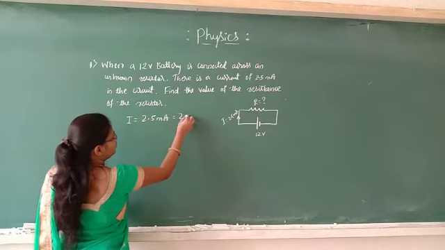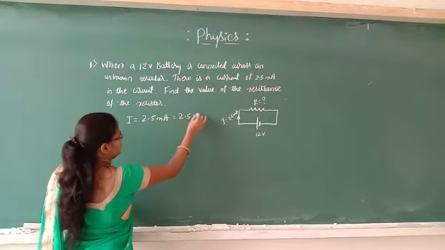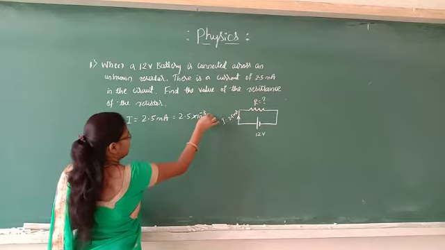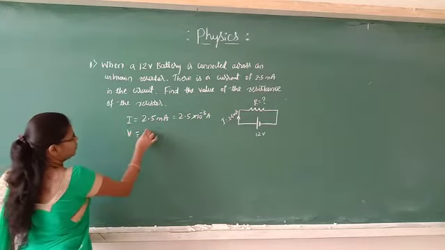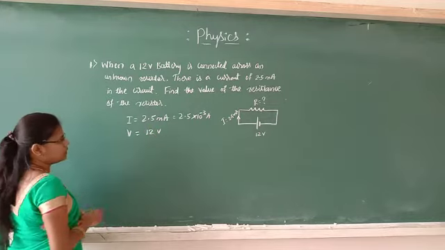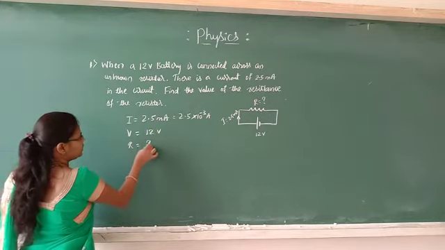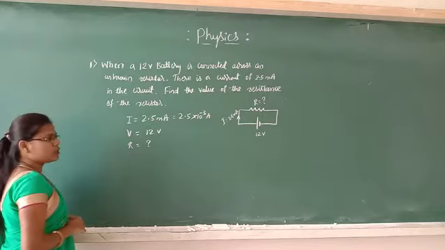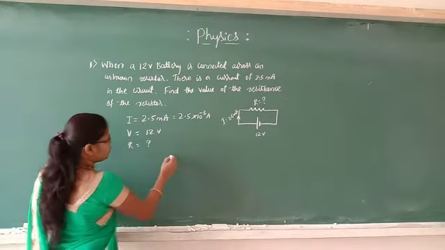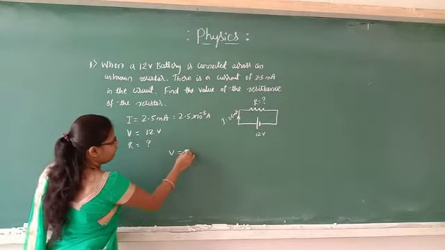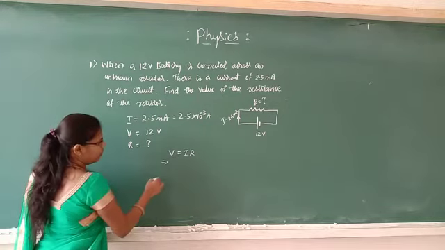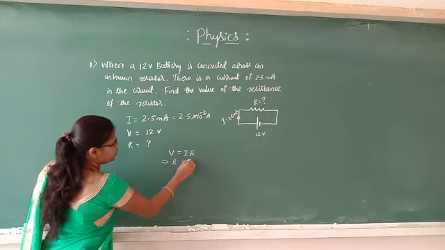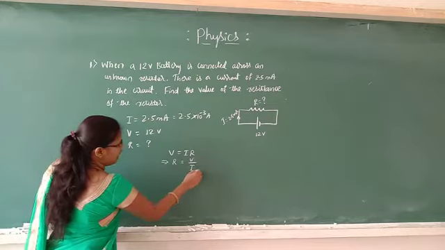So that is 2.5 into milli means 10 power minus 3 ampere. And voltage V is equal to 12 volt. Then we have to calculate the resistance R. Okay, so according to Ohm's law, we know the formula. So V is equal to I into R. And we have to rearrange this formula. So this implies R is equal to V divided by I.